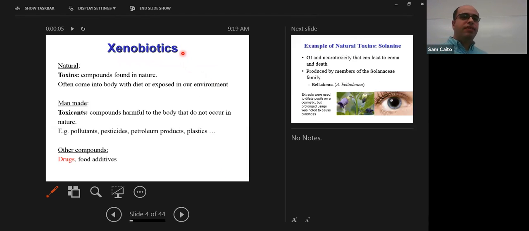So there are many different types. There are natural xenobiotics. If they harm us, they're called toxins. They are compounds found in nature. They often come into our body either through our diet or we're exposed to them in our environment. Then they can also be man-made. And for the man-made ones, typically we talk about toxicants, which are harmful compounds to our body that do not occur in nature. These are things like pollutants, pesticides, anything derived from oil, petroleum, plastics, and then other compounds that aren't toxicants, typically food additives and drugs.